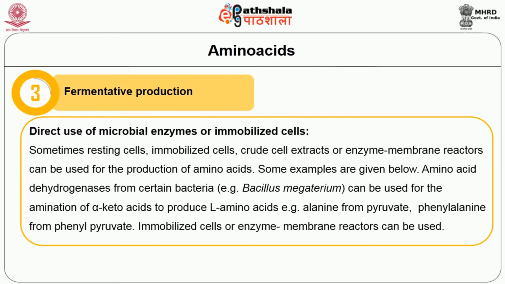Amino acid dehydrogenases from certain bacteria, example Bacillus megaterium, can be used for the amination of alpha keto acids to produce L amino acids. Example, alanine from pyruvate, phenylalanine from phenylpyruvate. Immobilized cells or enzyme membrane reactors can be used. Enzymes or immobilized cells are also employed for the production of several other amino acids. Example, tryptophan, tyrosine, lysine and valine.